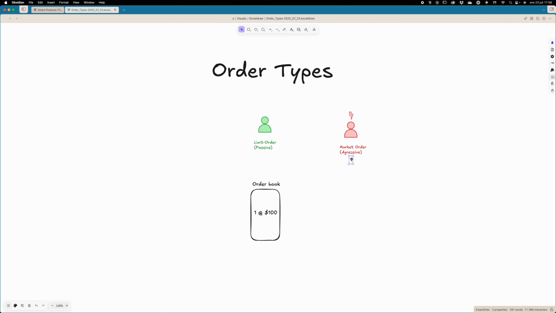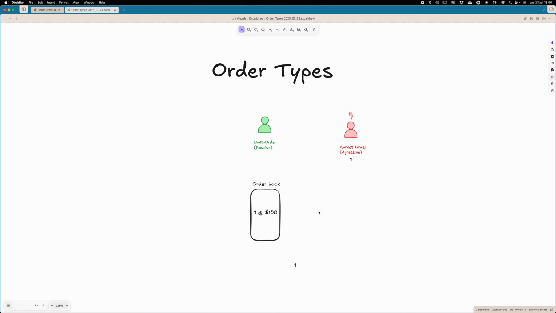And if you were to look at the volume, you would now have one volume transacted between these two participants. And this will be the delta. So there will be one negative delta because you have an aggressive participant here. So that is how order types work.